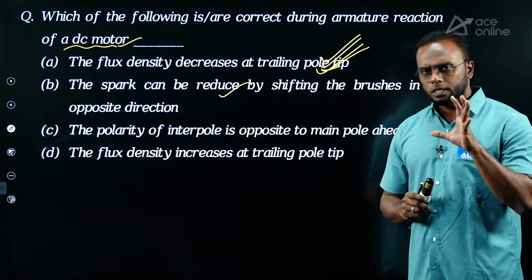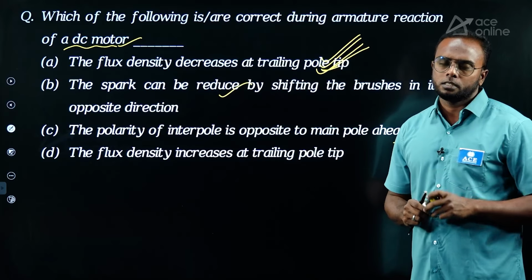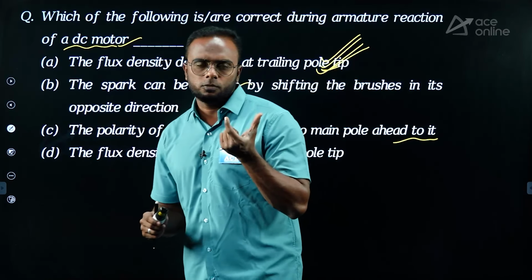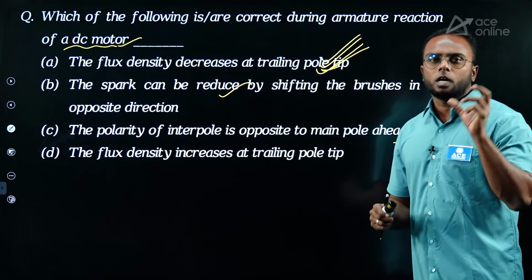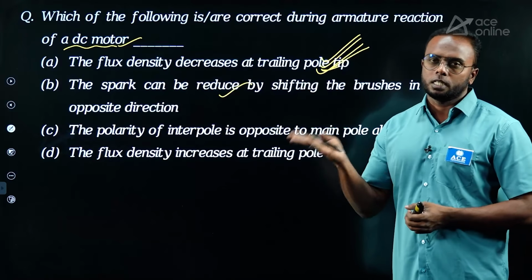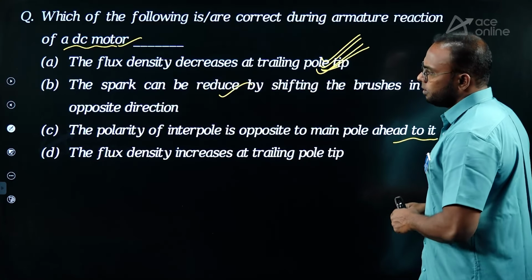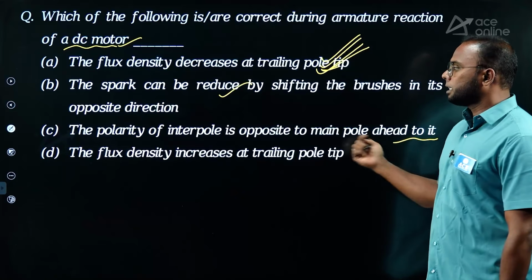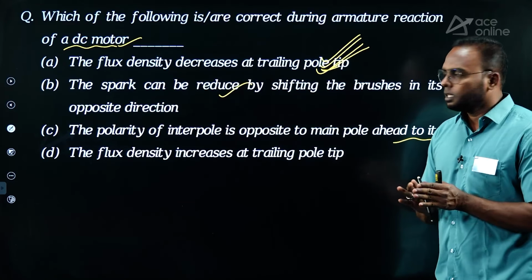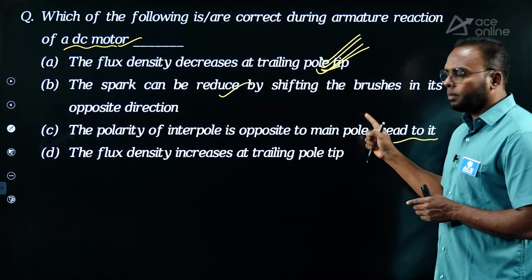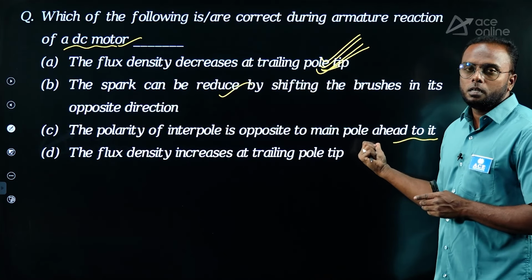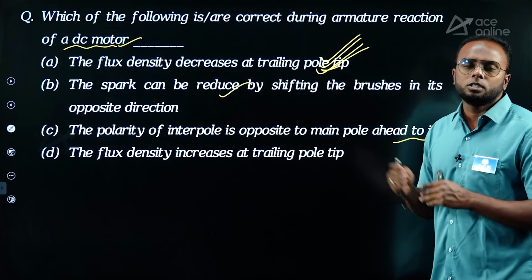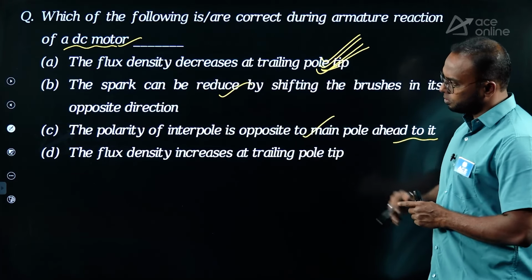If you still have confusion, go through that armature reaction diagram once, in the methods to improve commutation. There you will see how the interpoles are placed and how the polarity of interpoles is chosen for generator and motor both. So here the polarity of interpole is opposite to main pole ahead. The actual statement we know is the polarity of interpole is same as main pole, which is behind. Whatever is behind is the same, but if you want to say ahead, then you have to take opposite. So this one is also correct.